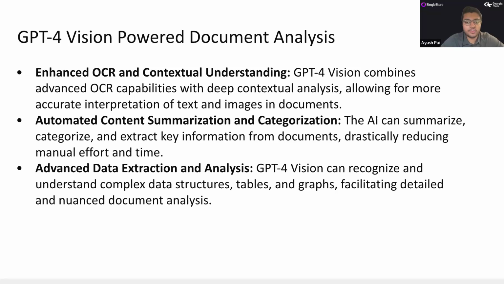Moreover, GPT-4 Vision really excels in advanced data extraction and analysis, so it can accurately identify and interpret complex data structures such as tables and graphs, which are more challenging for traditional OCR software. This enables a deeper and more accurate analysis of documents, automating tasks that previously required human expert intervention.